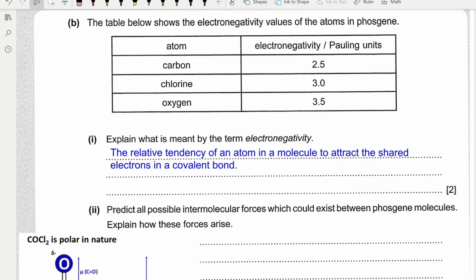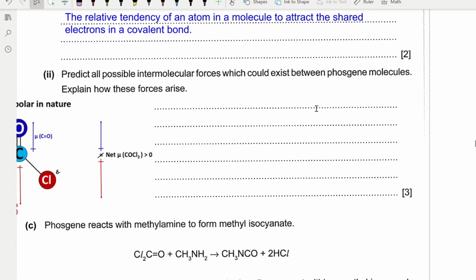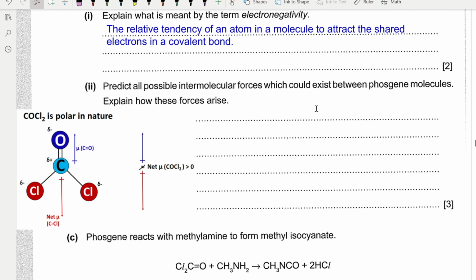Question 1b. Electronegativity is the relative tendency of an atom in a molecule to attract the shared electrons in a covalent bond. Next, predict all possible intermolecular forces which could exist between phosgene molecules and explain how these forces arise. Alright, the phosgene molecule is drawn on the left there, and it's a polar compound.